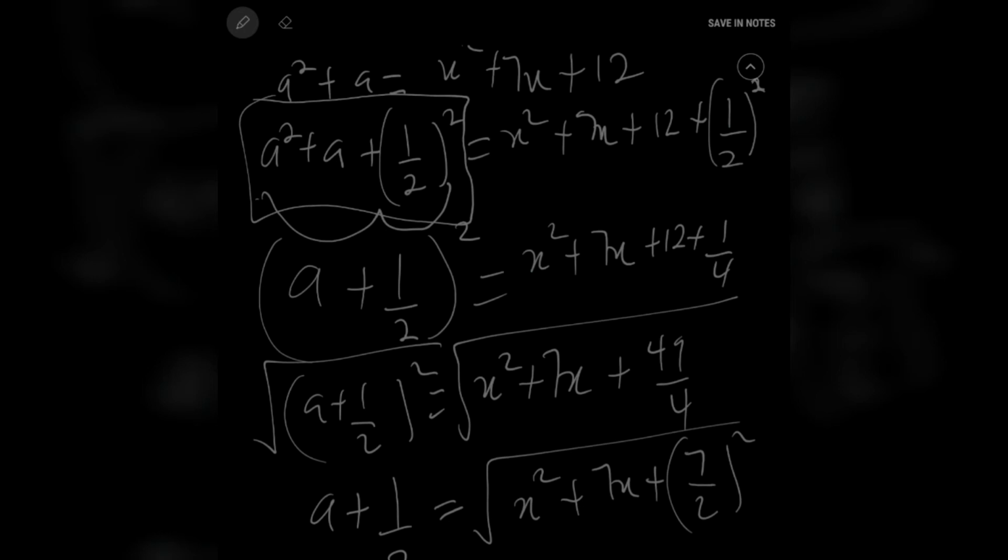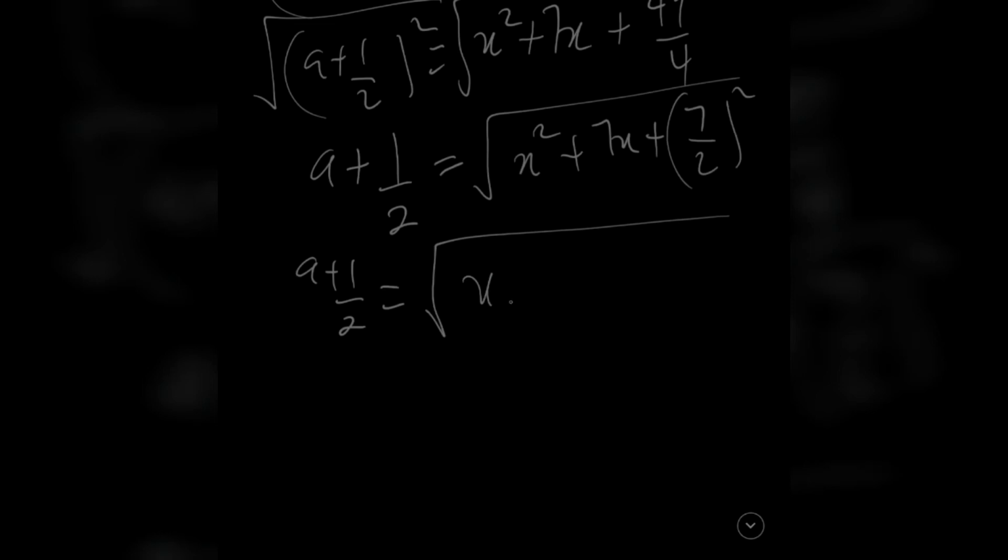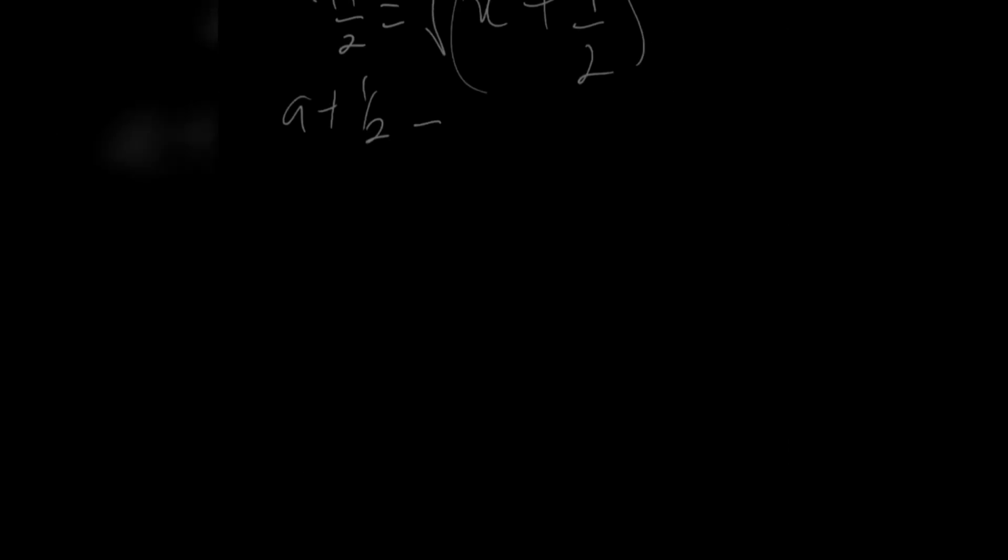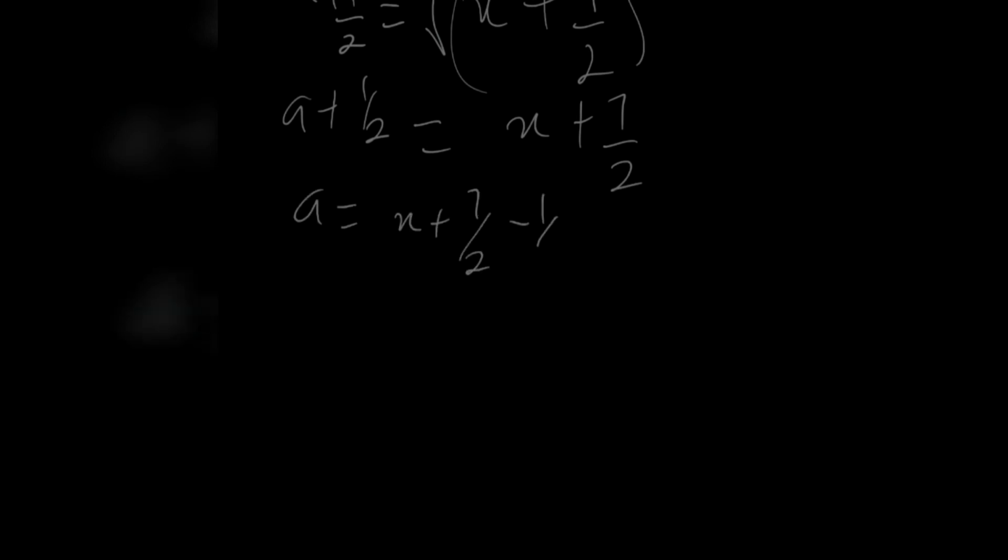So this reducing to this implies that this one too can be reduced to x plus 7 over 2 all squared. I mean, this is the same thing as this. Expanding this will also give you the same thing as this. Then the square gets rid of the square root, so we get a plus half equals x plus 7 over 2. We want to find a, so a will be equal to x plus 7 on 2 minus half, which is x plus 6 on 2, and then a will be equal to x plus 3.